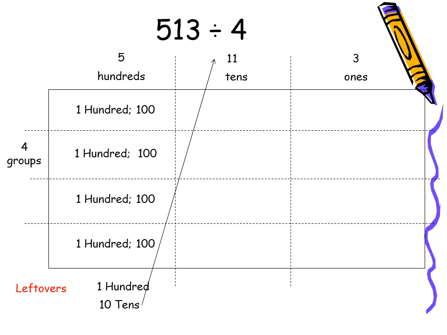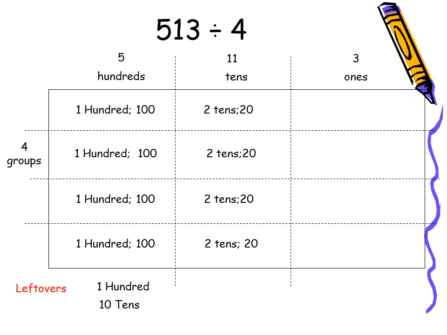Now I want to equally share those 11 tens with the 4 groups. So the first group will get 2 tens, 4, 6, 8 tens. I don't have enough tens to share more, so I'm left with 3 tens. Those 3 tens can be rewritten as 30 ones, for a total of 33 ones now. And if I was to equally share the 33 ones with the 4 groups, each group would get 8 ones with 1 left over.